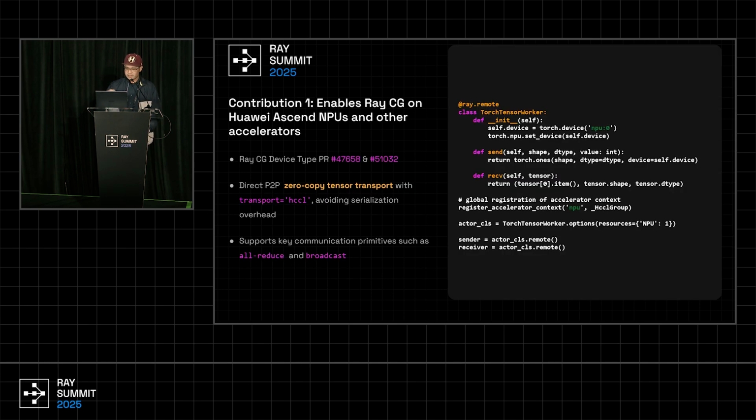So firstly, on the Ray side, we have some PRs to support different device types beyond CUDA devices. And this PR in particular takes care of the low latency transport using Huawei's collective communication library, HCCL for short. We add compatibility for primitives like send and receive, and also all reduce and broadcast operators. Now, one thing to note here is the initialization still takes place in the actor. And later on, when we introduce RDT, that process is automated.